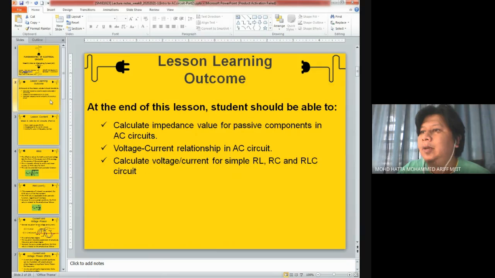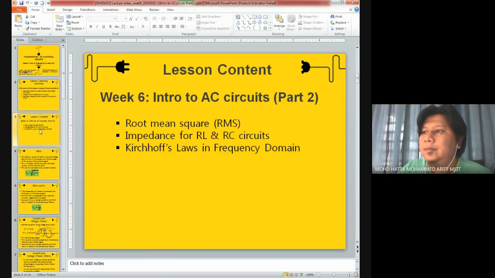And in our second part, the main important thing is we try to calculate voltage and current of simple RL, RC, and also RLC circuits. Before we get into that, we will be introduced to a term called root mean square, or RMS. This is very important. I also put a video on this root mean square issue in your e-learning. You can have a look at that later on.